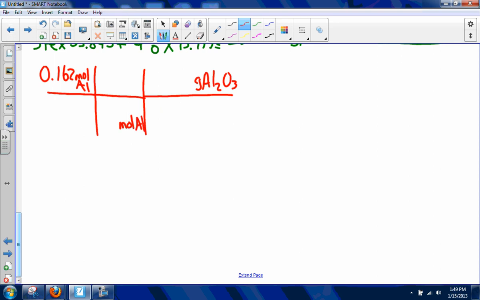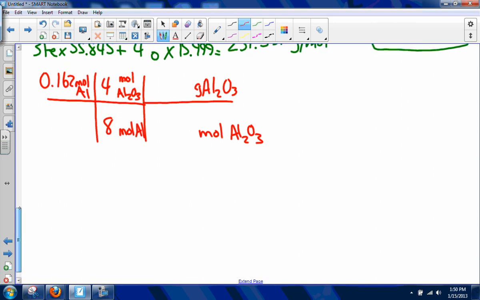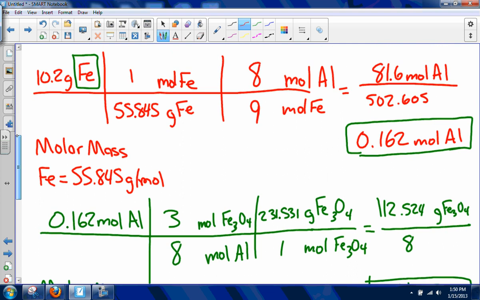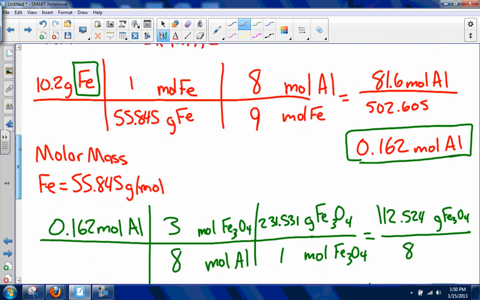Get rid of moles of aluminum, put it on bottom. I'm going to switch to moles of my other substance. So I'm going to go to moles of Al2O3. And then on the bottom I need again moles of aluminum. Okay, so what was the coefficient for Al2O3? 4. The coefficient for aluminum was 8. What was the molar mass of aluminum oxide? We've already calculated it. 101.961.